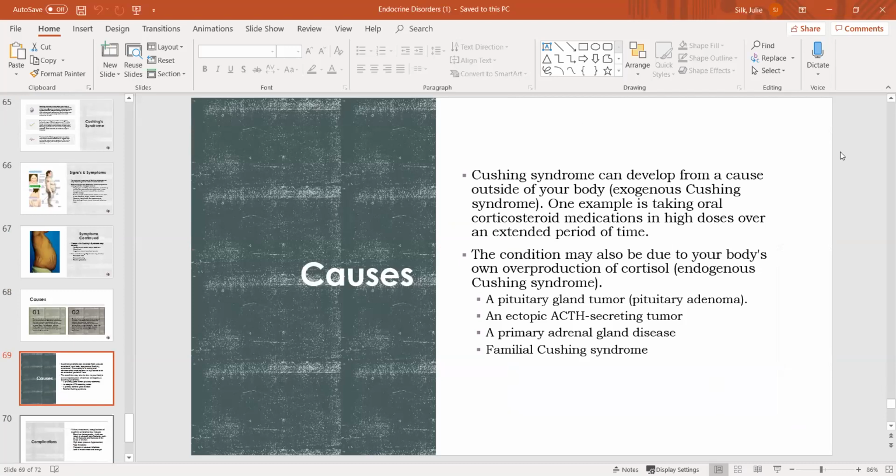Here we go. So this can develop from a cause outside of your body, like exogenous. One example is taking oral corticosteroid medications for too long of a period of time, like huge doses for a real long period of time. Another thing could be endogenous things. So maybe you have a pituitary gland tumor, or you have a primary adrenal gland disease, or maybe it's just familial Cushing's syndrome that you have. So it could be one of those things.